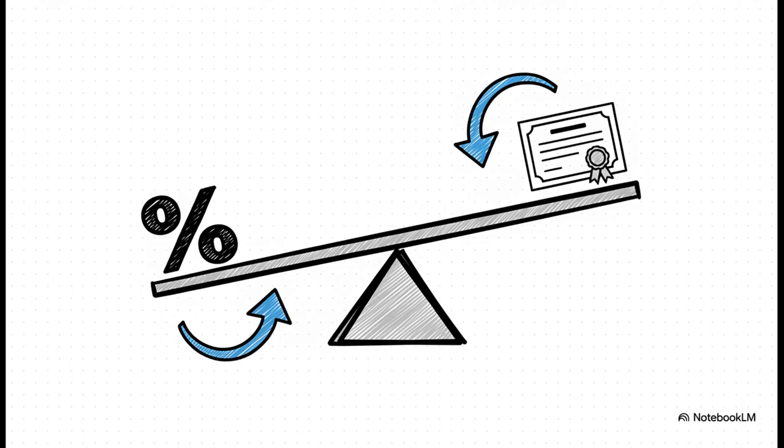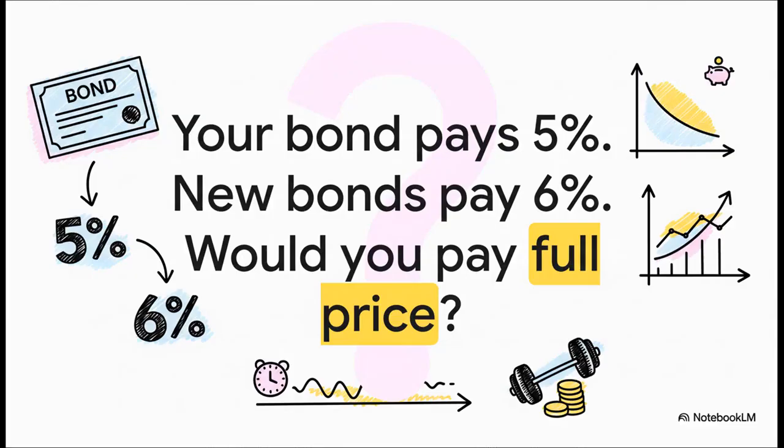And on the other side of the seesaw, you have the bond's price. Here's the rule. They have an inverse relationship. When market interest rates go up, the bond's price must go down. And when market rates fall, the bond's price goes up. They always move in opposite directions. No exceptions.